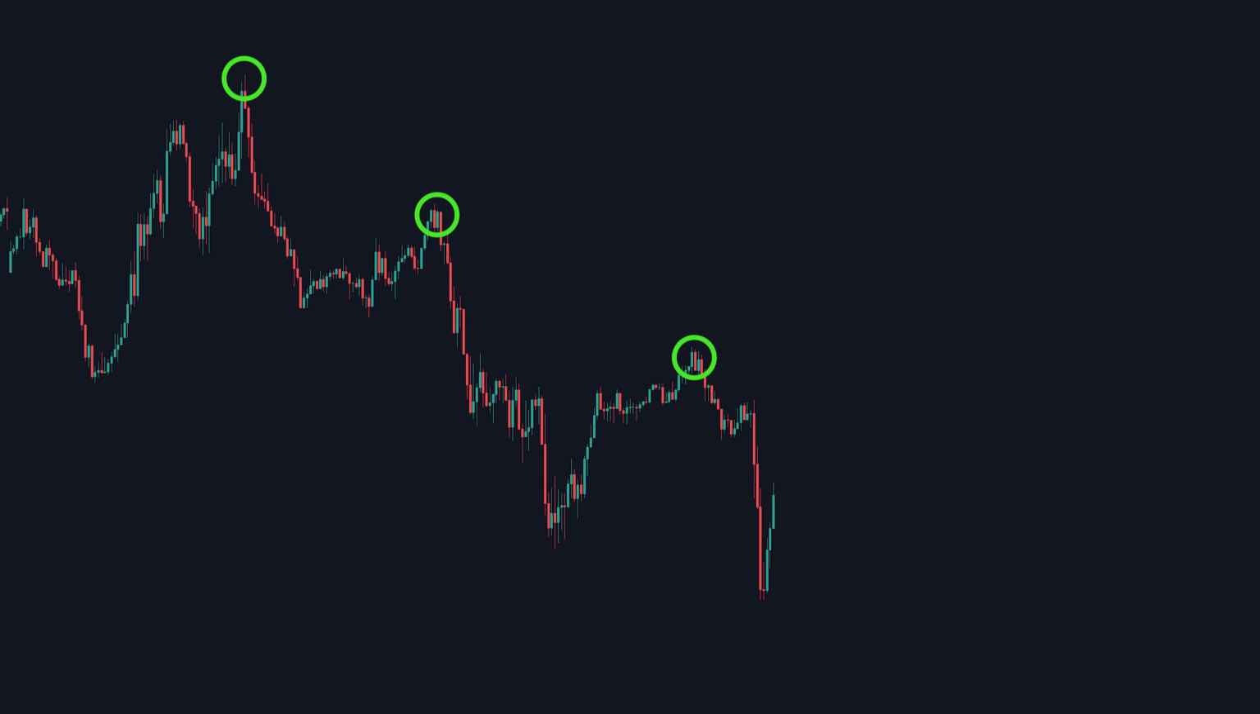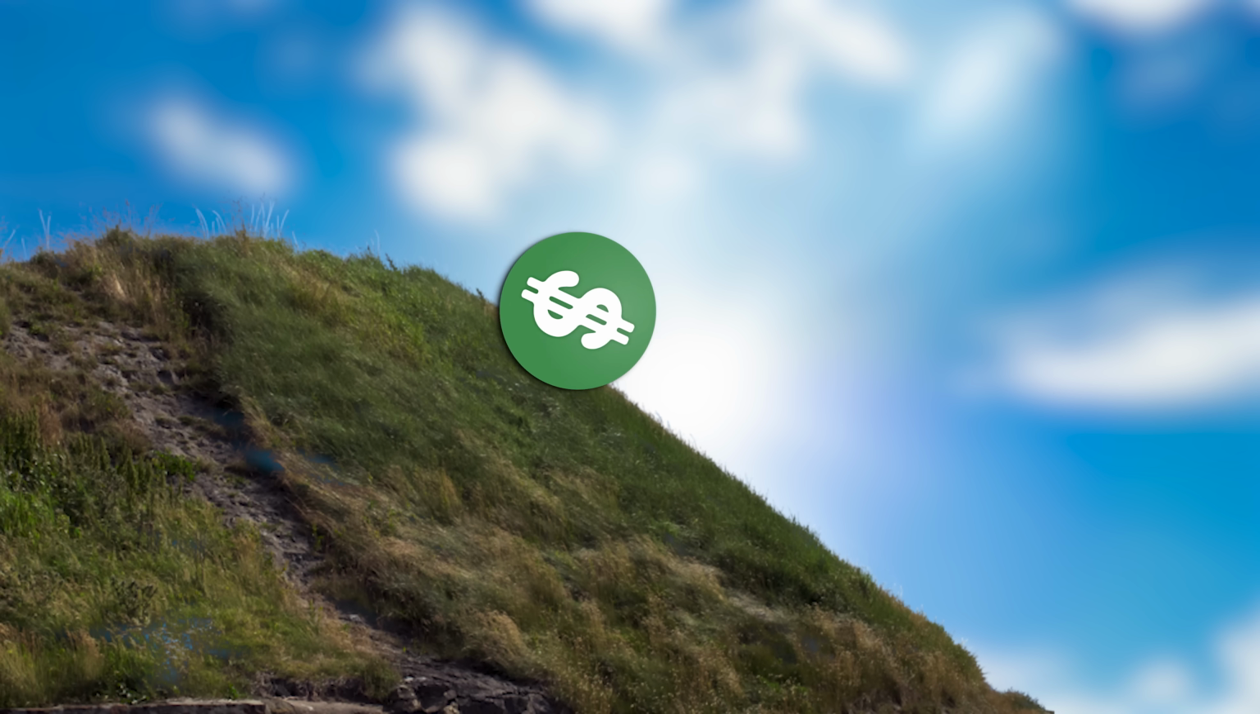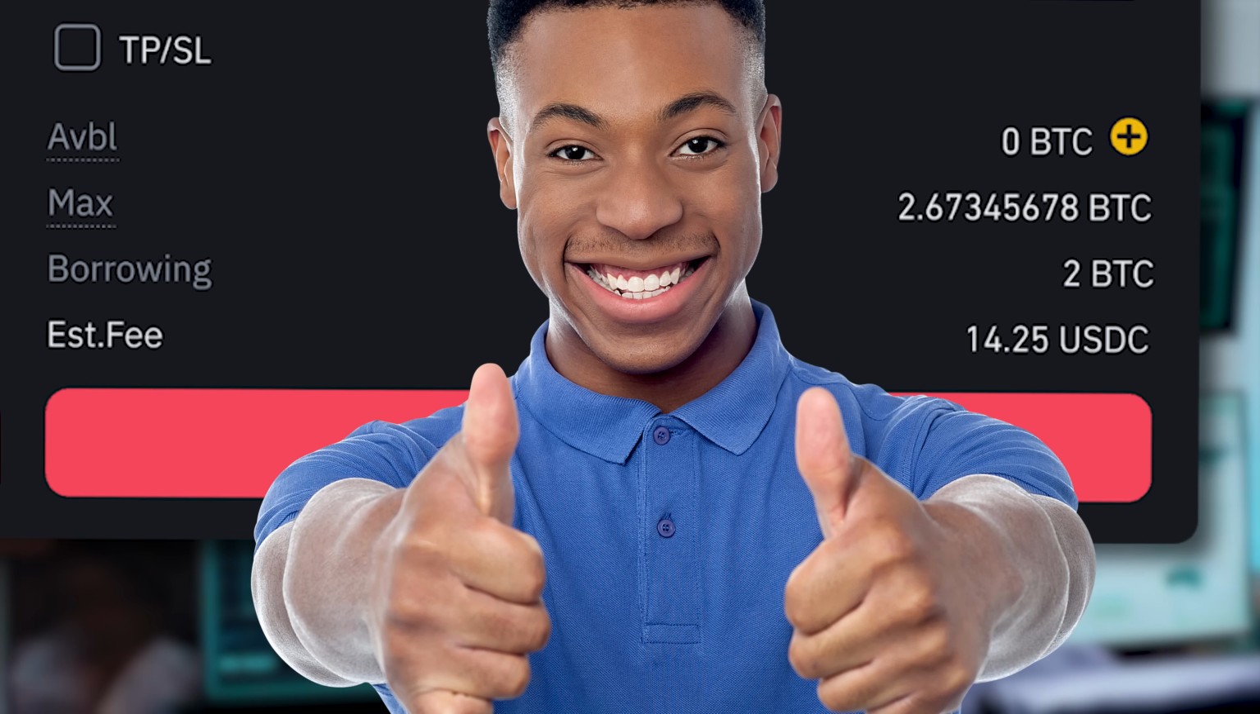Here we have a chart. Price has been making lower highs and lower lows for the past couple of days, consistently breaking the previous low. So it's pretty easy to tell we're in a downtrending market. With that information, we're gonna assume it'll continue on that path and keep that downwards pressure. So we're gonna look for a short trade to capitalize on it.